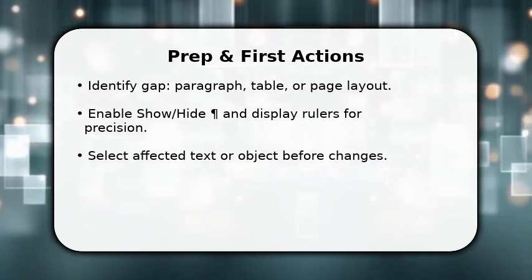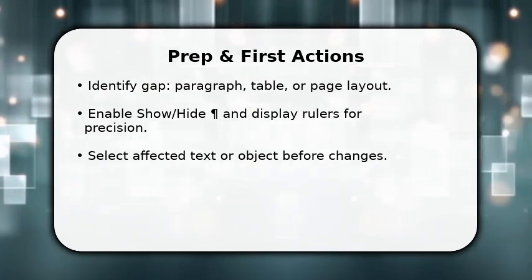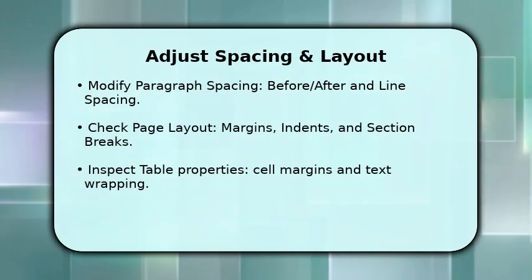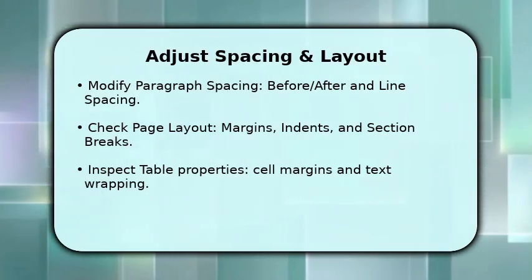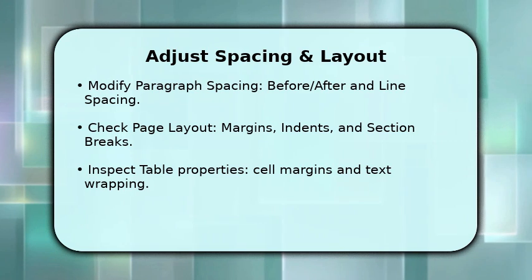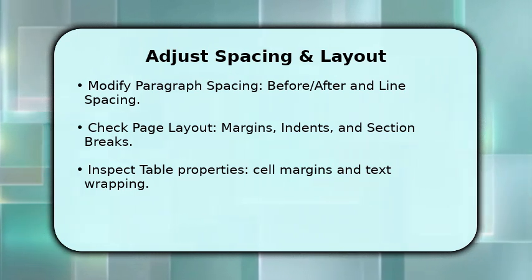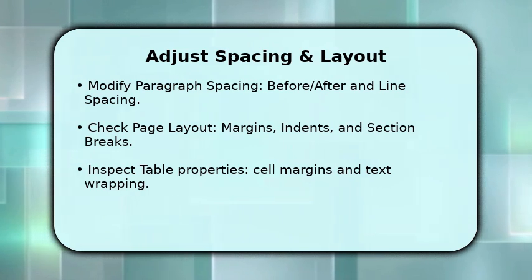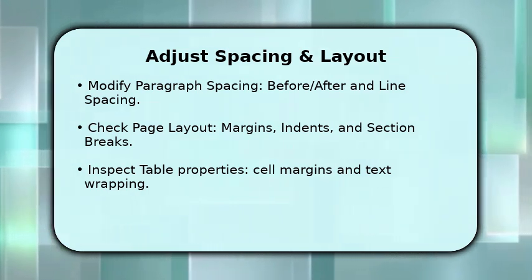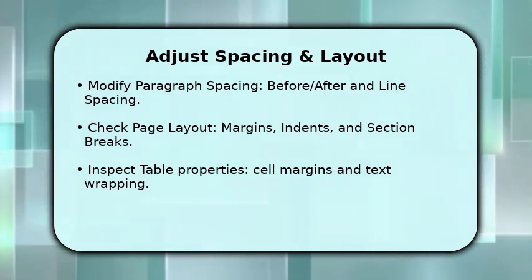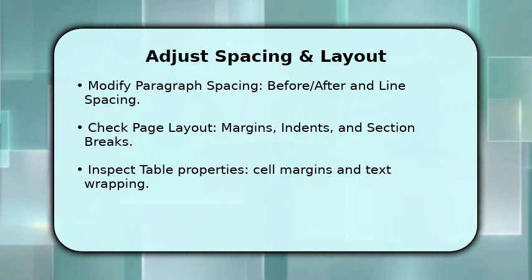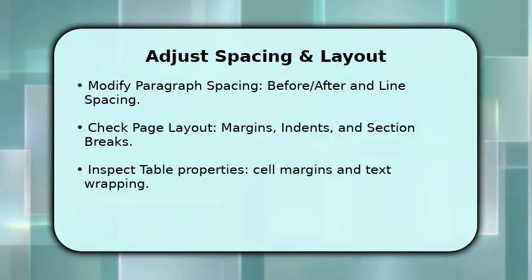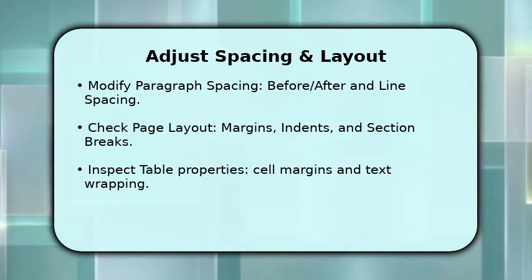Now adjust the properties that control spacing. Open paragraph settings and set before/after to 0 or a precise value. Change line spacing to single or exactly as needed. If page gaps persist, inspect page layout, reduce top/bottom margins, or remove unintended section breaks. For tables, right-click, choose Table Properties, and set cell margins to 0 and turn off text wrapping when appropriate.